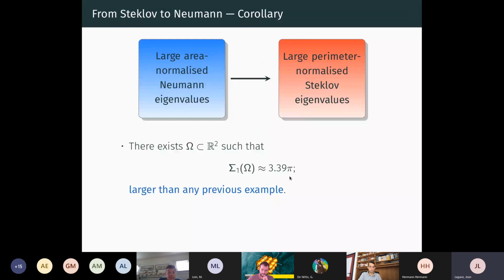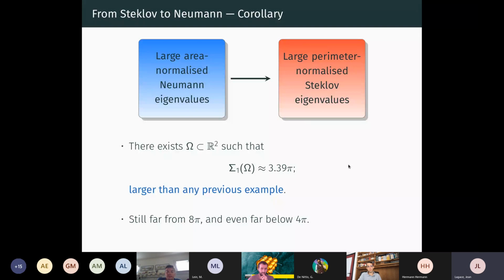At that point, this was about 150% larger than any other examples known. And the reason why we have this is that we know that the disk maximizes the first Neumann eigenvalue, and that's about 3.39 pi. Yet we're still very far from 8 pi, still quite far below 4 pi. So we had to find a new method.